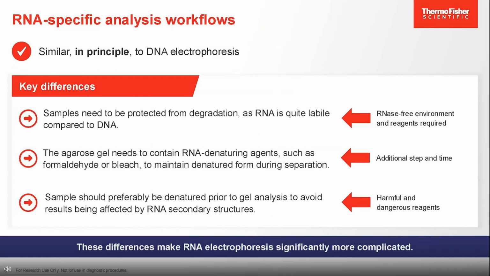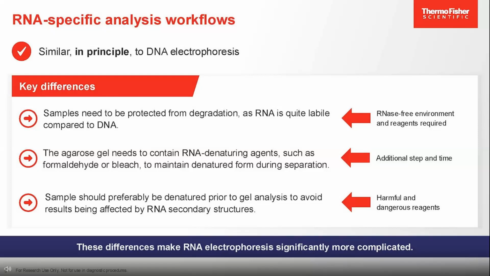And in itself, RNA electrophoresis is very much similar to DNA electrophoresis. You still have to have a buffer, you still have to have a gel, a matrix in which you are separating. Usually the gel matrix is still agarose, like in DNA electrophoresis.